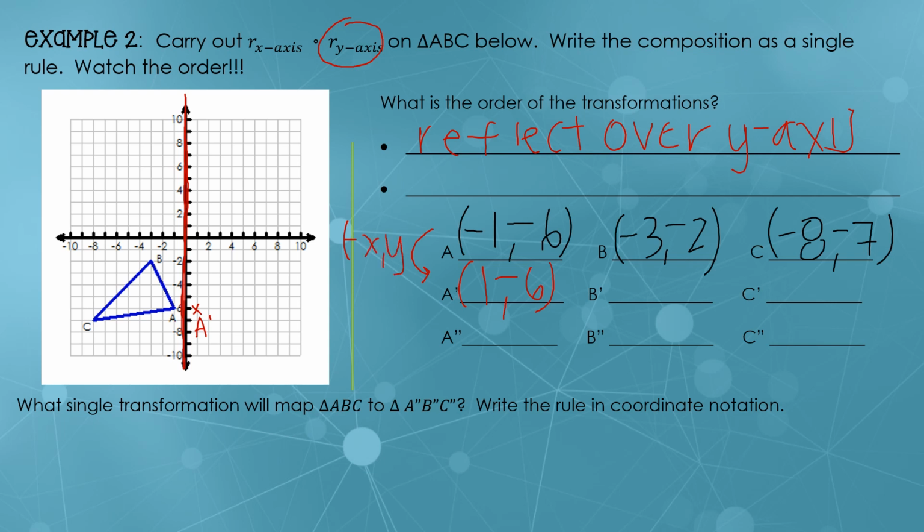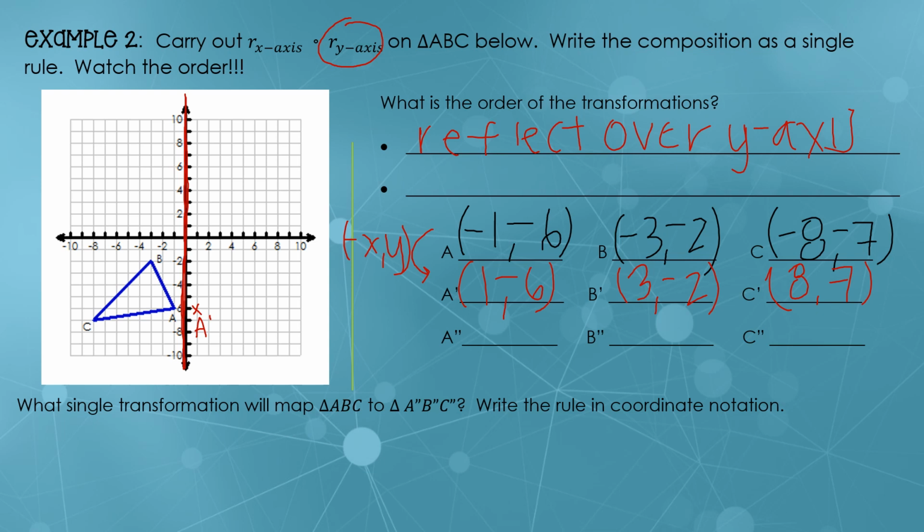So if you don't want to use counting, you can use the rule. Take point B, make x the opposite, which is 3, keep y the same, which is -2. To get C prime, look at C. Make x the opposite, which is 8, keep y the same, which is 7.